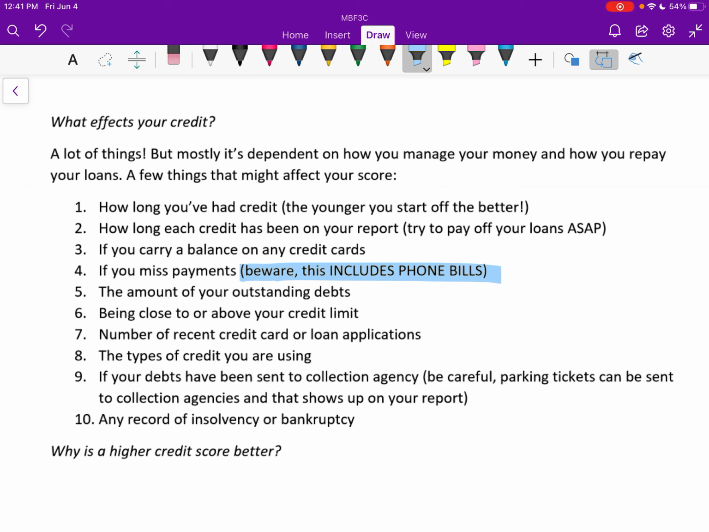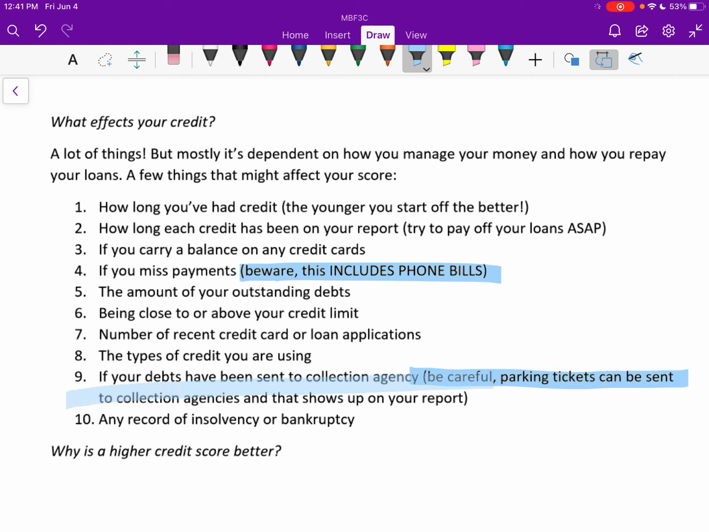Another factor is the number of recent credit cards or loan applications you've applied to. If you're applying to a bunch, that might be a little bit suspicious. Then there's the type of credit that you're using. Are you using high interest credit? Are you using low interest credit? Are you using high interest credit cards and nothing else, no lines of credit?